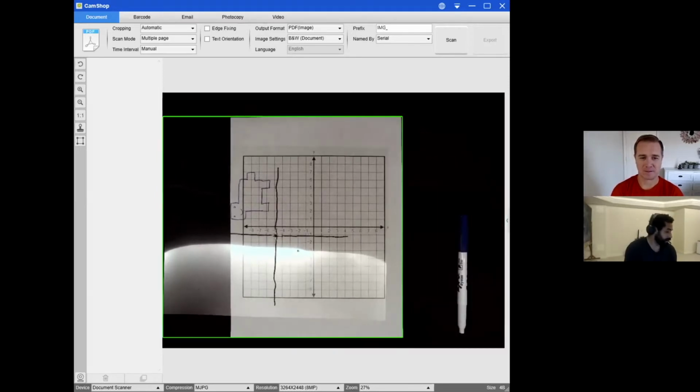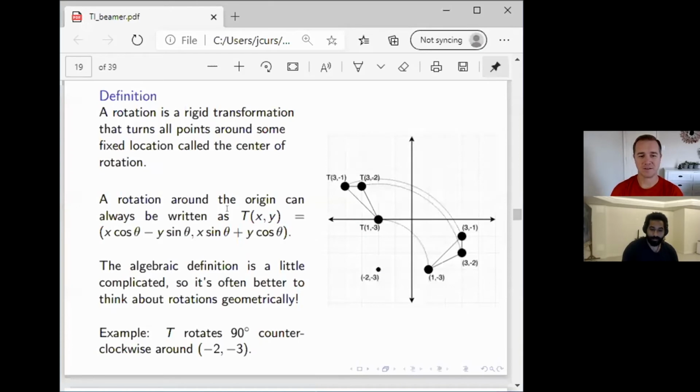This is just illustrating what this rotation T does. We rotated 90 degrees counterclockwise, and we kept the point -2, -3 exactly where it was before. Okay, so this is rotation. Now we got one more left.